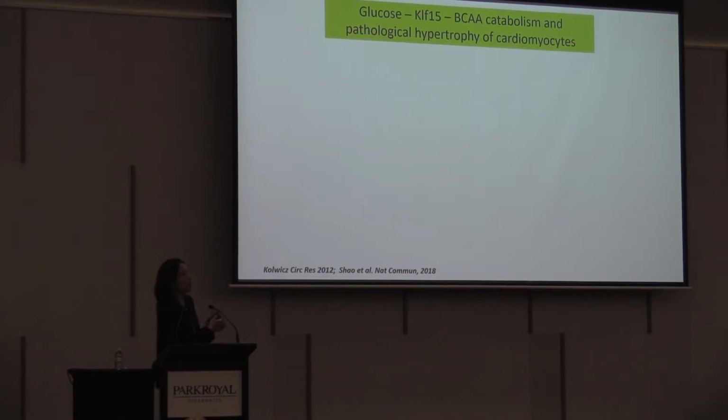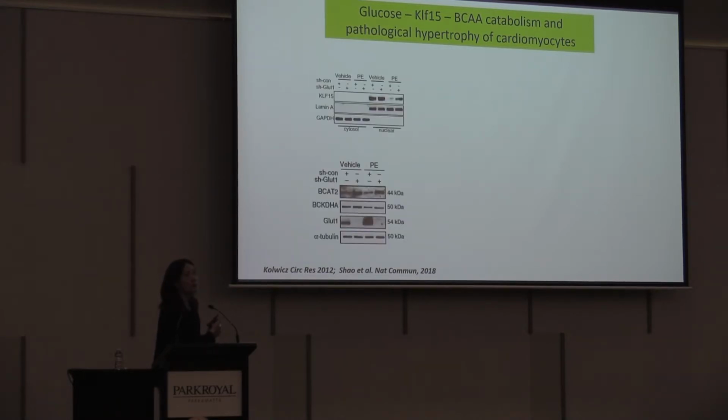We want to know if this mechanism applies to the pathological hypertrophy of cardiac myocytes, so we looked at a couple of models. Here is the PE-induced pathological hypertrophy. We can see that when we treat the cells with PE, the KLF15 level goes down. If we remove the glucose transporter and restrict glucose uptake, the KLF15 expression comes back, and the BCAA catabolism genes go along the same pattern as KLF15 levels.